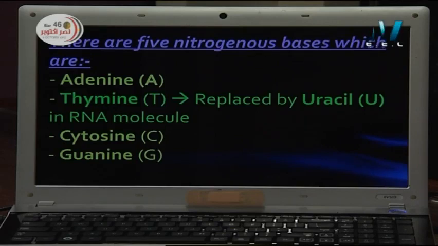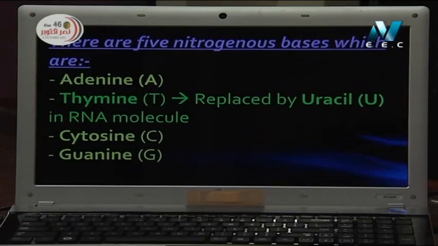Another nitrogenous base, cytosine. Cytosine, its symbol is C. And the last nitrogenous base, we call it guanine. Its symbol is G. So if I want to talk about nitrogenous bases, how many do I have? I have 5 nitrogenous bases: adenine, thymine, guanine, cytosine. These four are found in DNA. So what is the difference between DNA and RNA? I have one called uracil, which is different: it is found in RNA and not found in DNA.